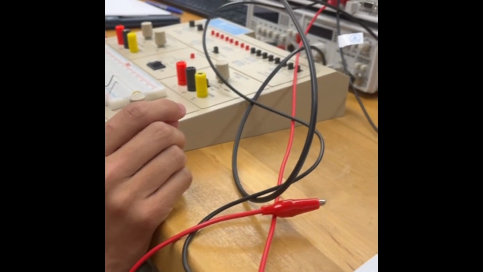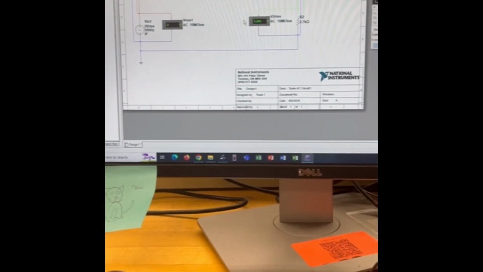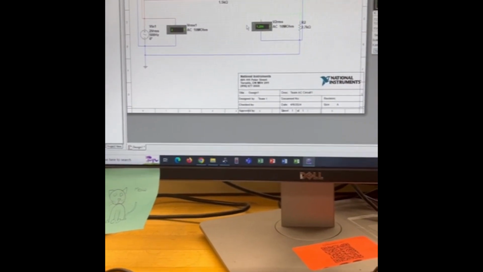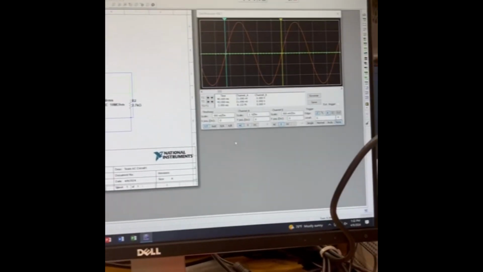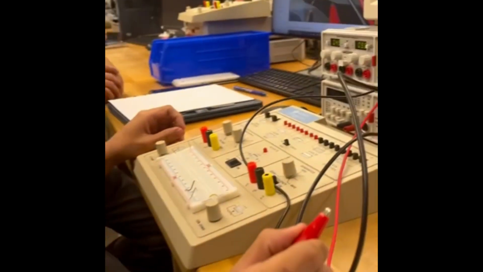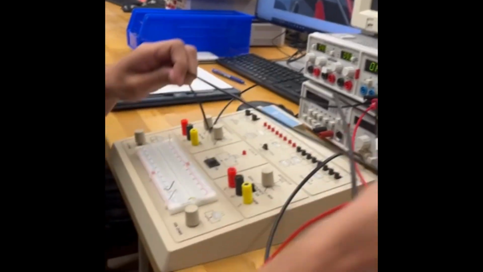So first we'll begin our video by demonstrating how to set up our Multisim work. This is what we got for our Multisim. We will be using a 1.5K resistor and a 2.7K resistor, and this will be the oscilloscope results once we are done setting it up. So first, to begin the video, David and Abrar will be showing the resistor values first.